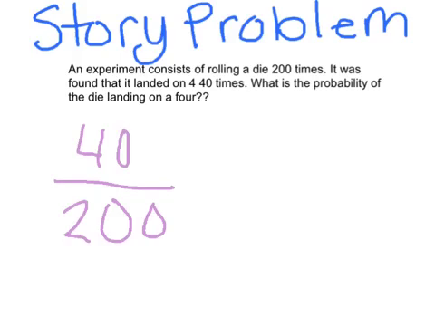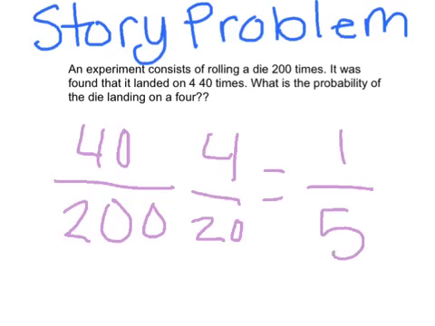We still have to simplify the fraction. It becomes 4/20 and then 1/5. We cannot simplify that any further, so our final answer is 1/5. This is experimental probability because after doing an experiment, you are finding the probability of an event happening based on the results. You are finding the probability of what actually happens.